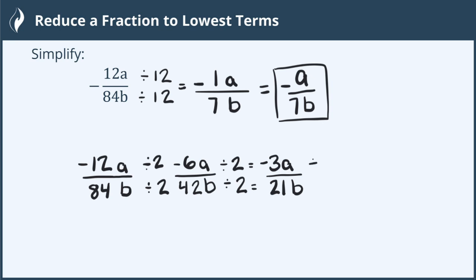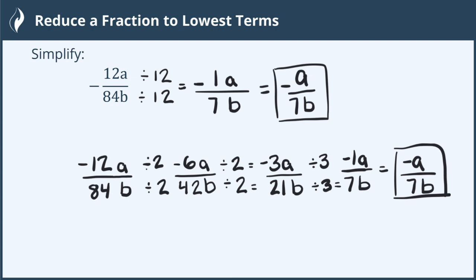But I do see that I can divide both of those by 3 because 21 is 3 times 7. So this is 7, and I still have a b here. And 3 divided by 3 is 1. So I have negative 1 times a. And just like we did before, 1 times a is a, or negative a because it's negative 1. And on the bottom, we have 7 and b. And this is the same answer as what we got before, just a different version.